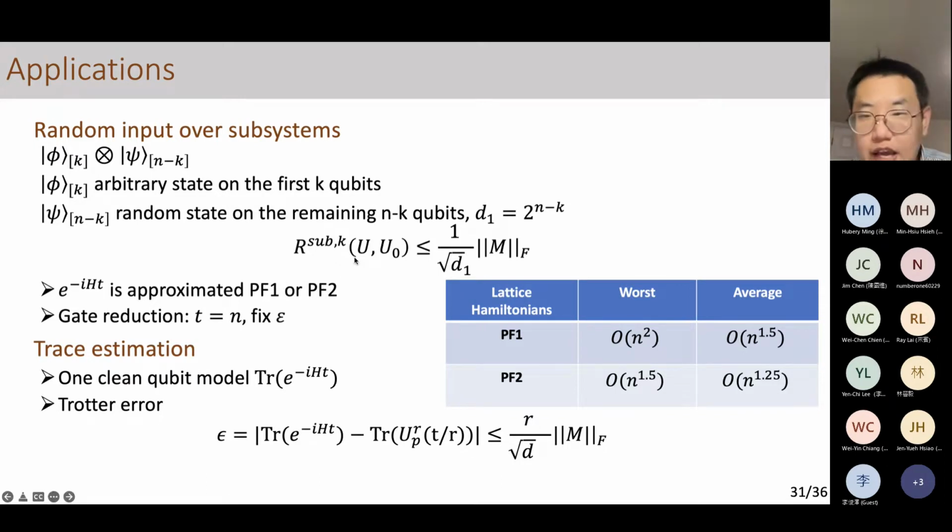Besides this application, in some other tasks like trace estimation, such as the one clean qubit model, DQC1, people want to know the trace of some unitary. If this unitary is also approximated by the Trotter method, then our method can also be used to analyze this error. Okay.